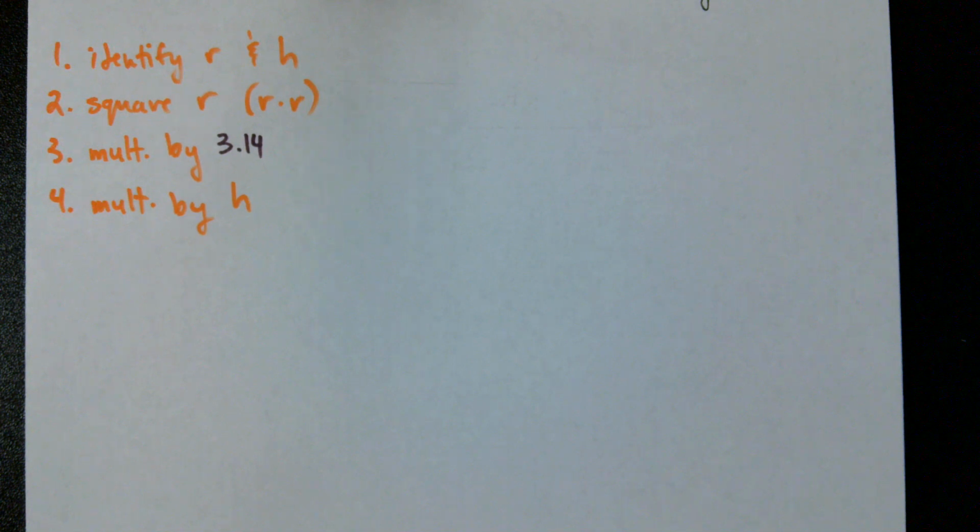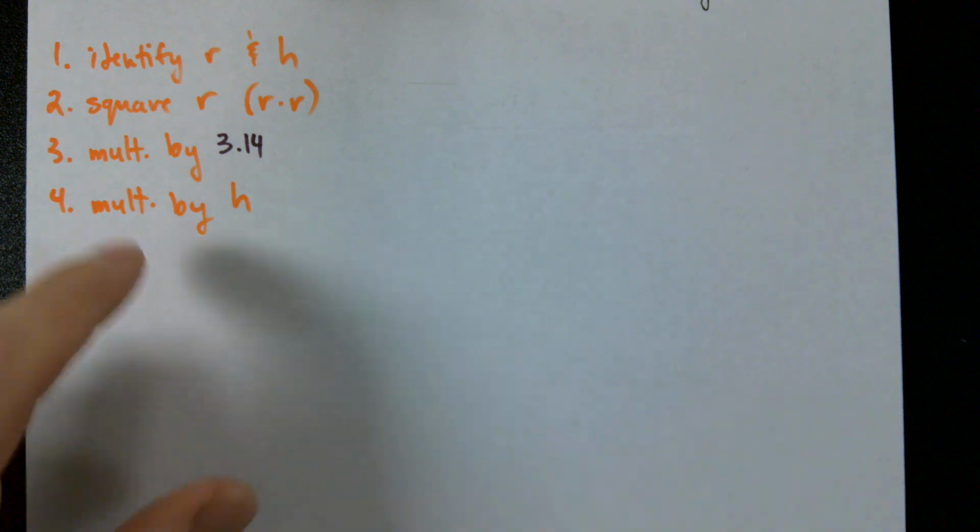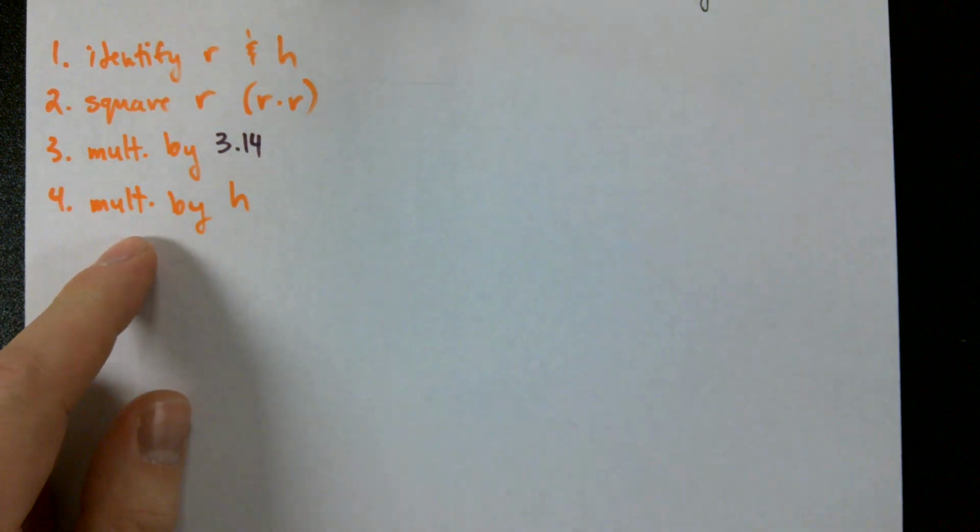So you figure out what radius is. Square that number, multiply it by 3.14, and then multiply that number by the height. Boom, that gives you your volume right away. 4 steps instead of 5, because we don't have to divide by 3 at the end.